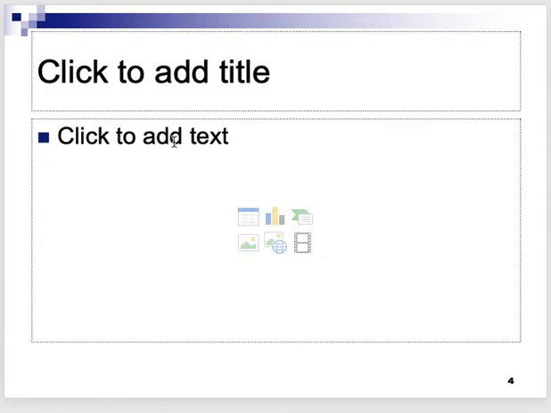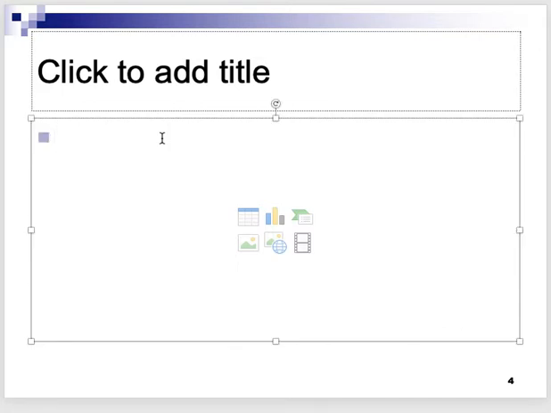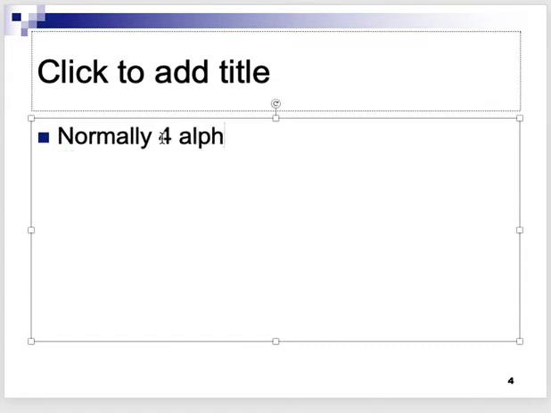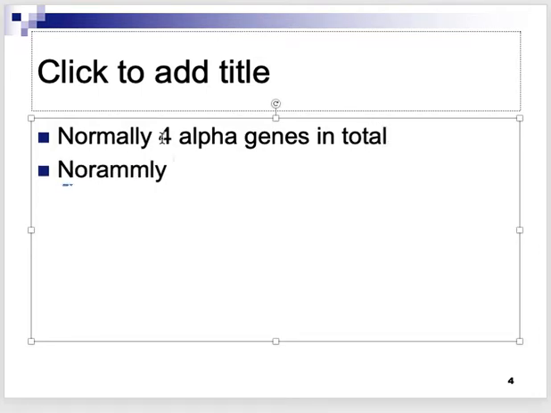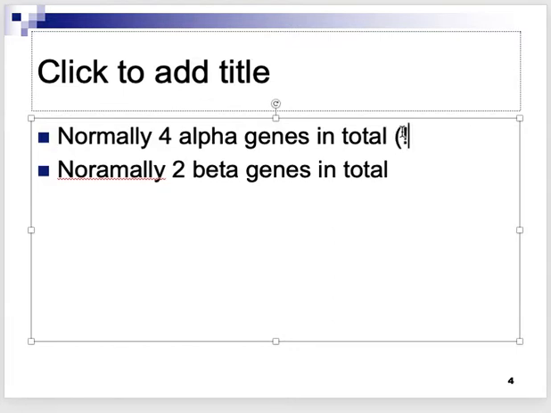Okay, so alpha thalassemia, better to add one more slide. So alpha thalassemia, there are four alpha genes in total. And normally there are two beta genes in total. Simply, this one is present on chromosome number 16, and this one is present on chromosome number 11.